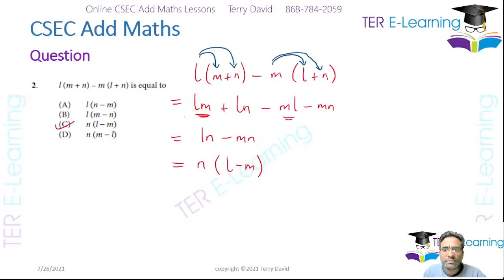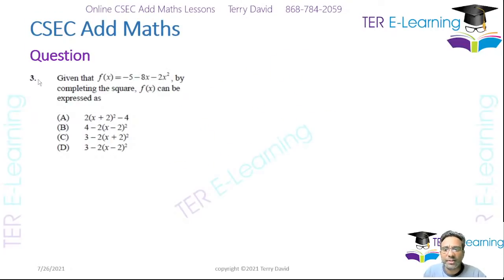So moving on, third question here. So they gave us a quadratic function, right? And they said by completing the square, f of x can be expressed as something, right? So this is what we have. We have f of x is equal to minus 5 minus 8x minus 2x squared, right? And we want to complete the square, so we want to write it in a format that makes sense to us, right? Completing the square. So here's what I'm going to do.